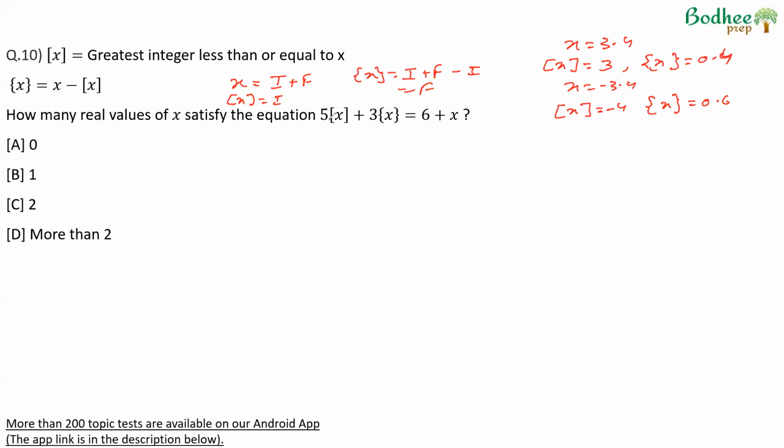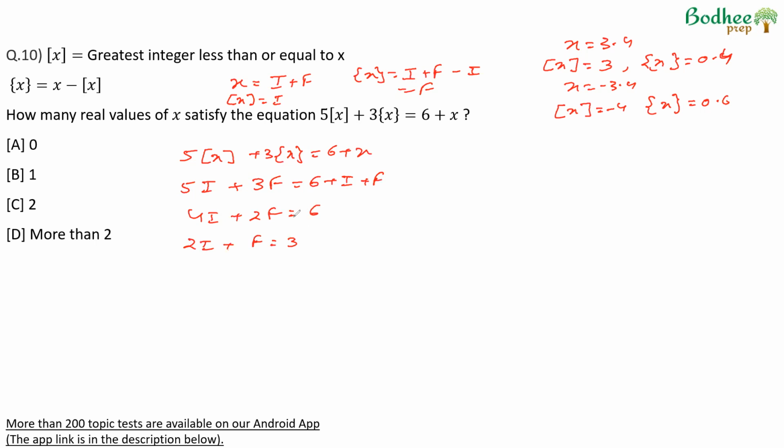We have to find the real values of x satisfying 5 GIF x plus 3 curly bracket x is equal to 6 plus x. Now, if I write this, we'll get 5 into the integral part of the real number plus 3 into the fractional part, equal to 6 plus integral plus fractional part. So 5i minus i becomes 4i, 3f minus f becomes 2f, is equal to 6. Divide by 2. 2i plus f is equal to 3.